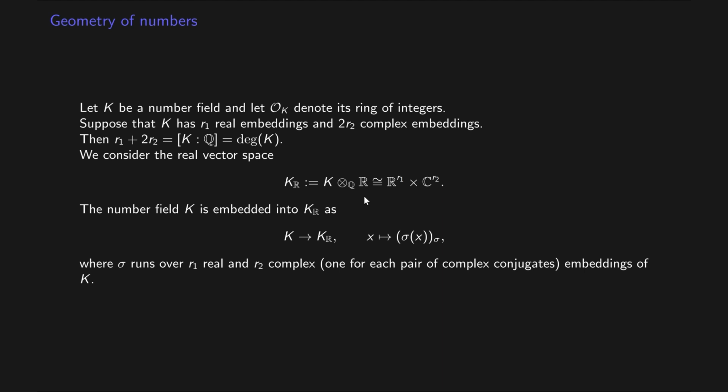consider the following real vector space, which formally would be the tensor product of our number field with the field of real numbers over Q. If you want to think of it coordinate-wise, the natural way is the following. We take all our real embeddings and half of our complex embeddings, so that each embedding, up to complex conjugation, is represented once. Then for each element of the number field, we consider all of its embeddings, and this way it lands in this d-dimensional real vector space.